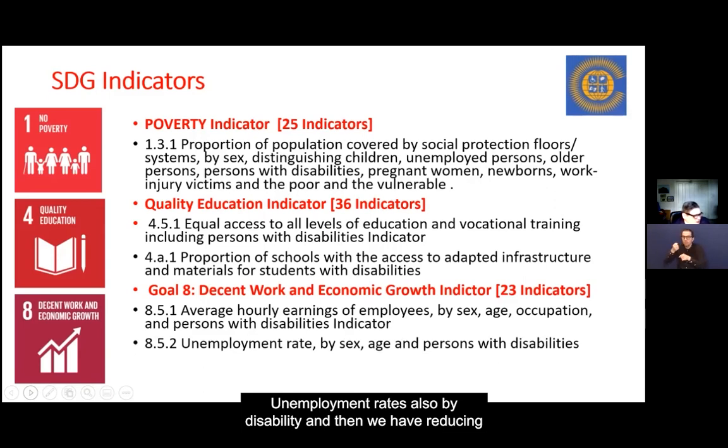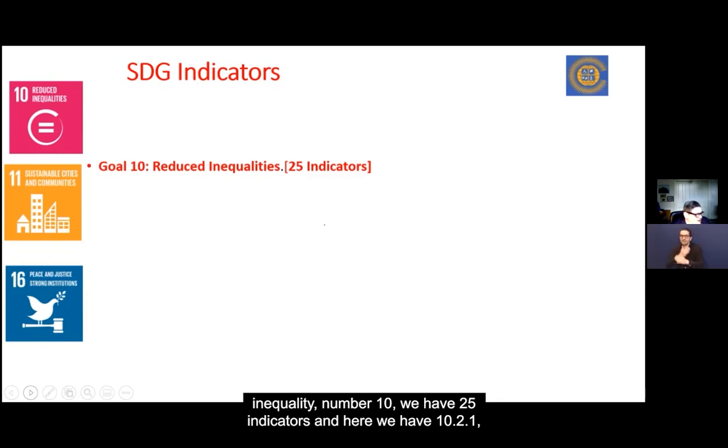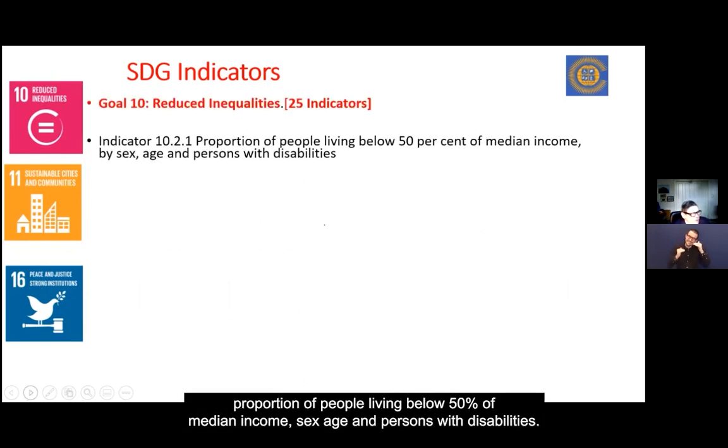Unemployment rates also by disability. And then we have reducing inequality, number 10. We have 25 indicators, and here we have 10.2.1, proportion of people living below 50% of the median income by sex, age, and disability. So how poor we are will be shown about that. It won't deal with other issues particularly well.